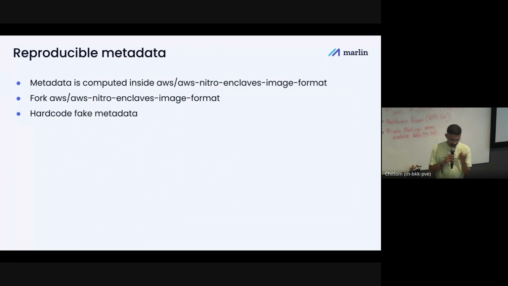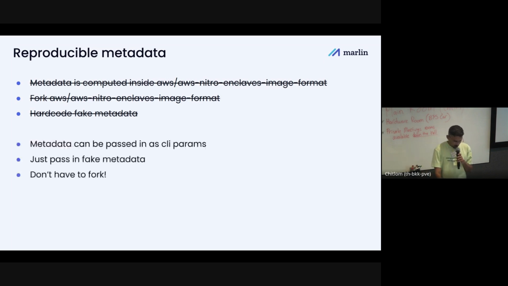The next part is the metadata. It's computed inside the image format repo, but there's no real way to change it. So unfortunately, you're going to have to fork the image format repo, comment out where it computes it, and hardcode your own metadata, which is kind of bad. But again, there's an improvement here. Turns out AWS updated the repo, so the metadata can now be passed in as CLI parameters. You won't really need to fork anything. Just call it with whatever fake metadata you want, and it'll just work, right?